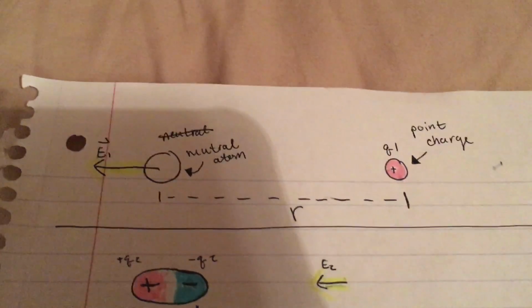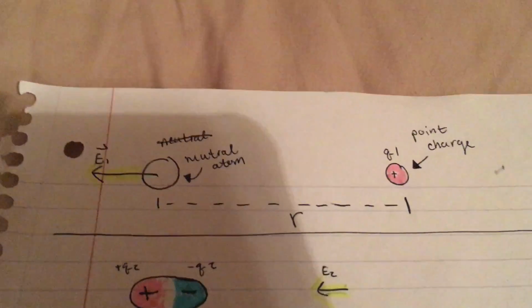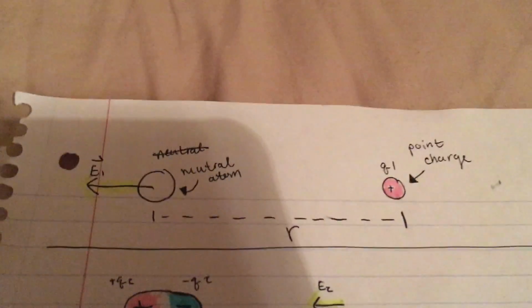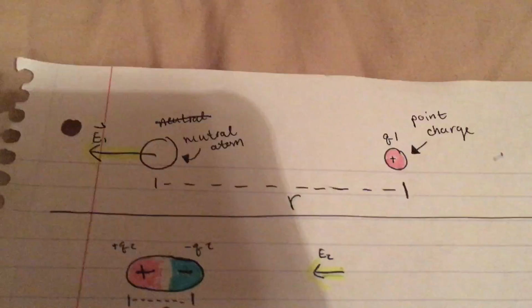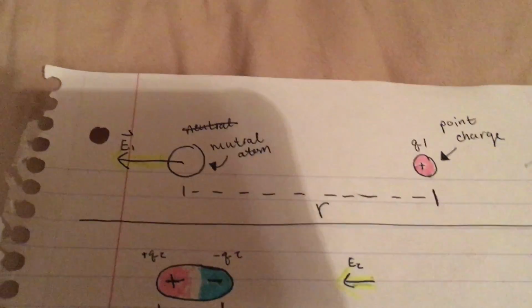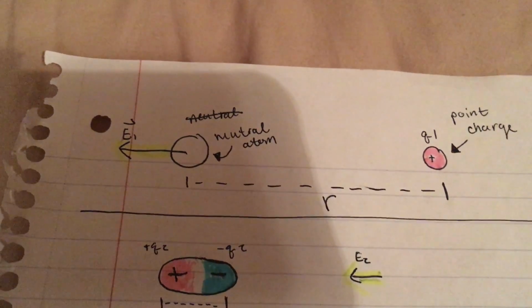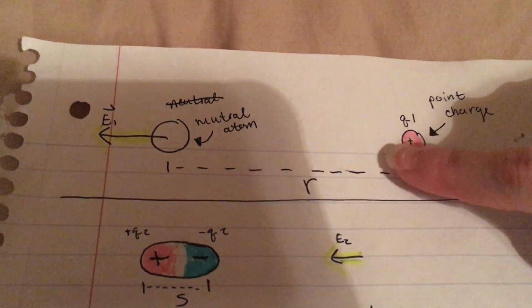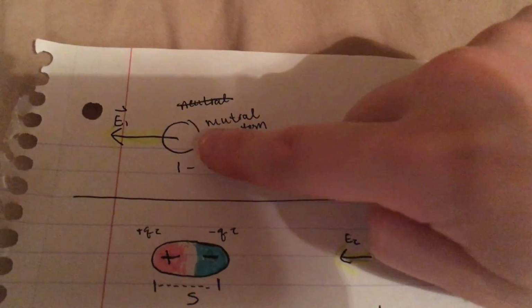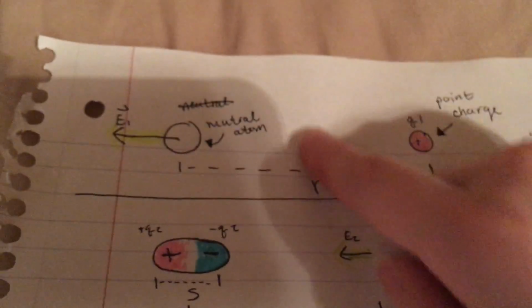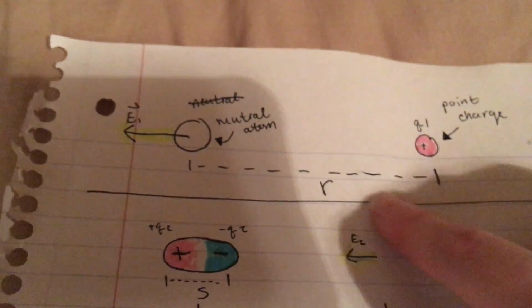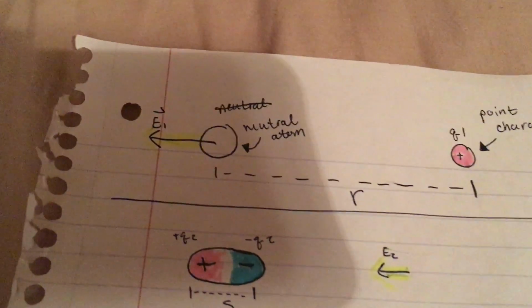Alright, my name is Casey Shibler and I am doing a reassessment video on Chapter 14 Standard on properties of materials. This video will be pertaining to the properties of a neutral atom and a point charge. As you can see, I've got my point charge and my neutral atom over here. The distance between these is denoted by the variable r.